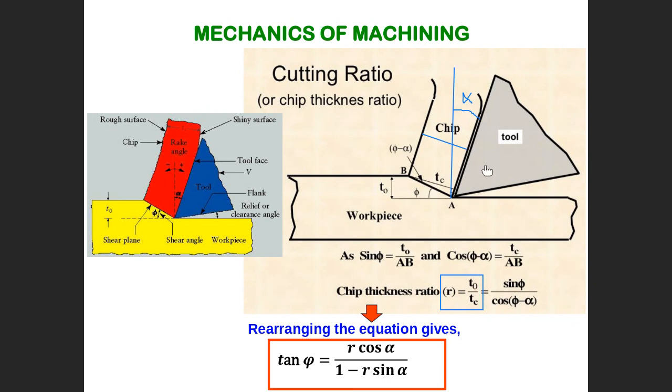Did you get it? Yes, okay. Actually, this one can be measured. How can we measure T0? We know.